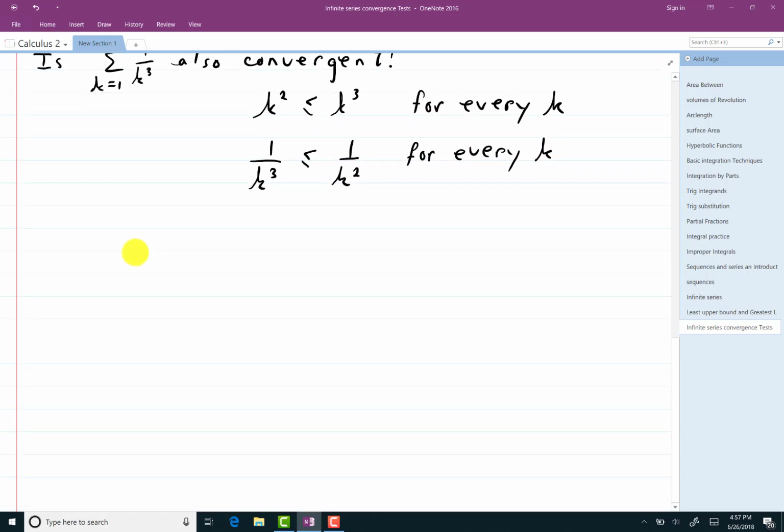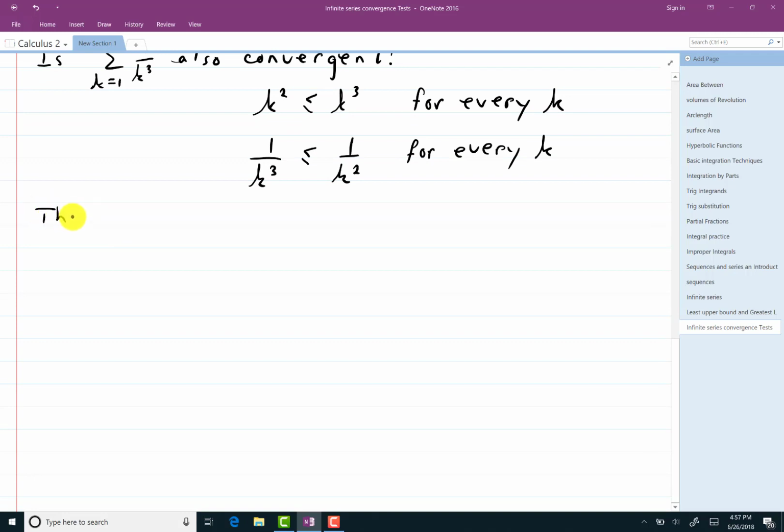But then the sum from k equals 1 to infinity of 1 over k cubed is less than or equal to the sum k equals 1 to infinity of 1 over k squared. Since this exists, that forces this also to exist, because I'll show you why.